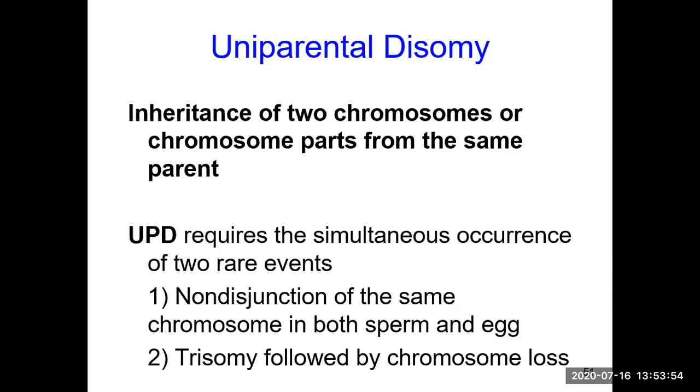Uniparental disomy. Uniparental disomy means inheritance of two chromosomes or chromosomal parts from the same parent. Okay, so instead of getting one chromosome from mom and one chromosome from dad, an individual ends up getting both chromosomes from the same parent. And I have already shown you that in some of the previous slides' examples.